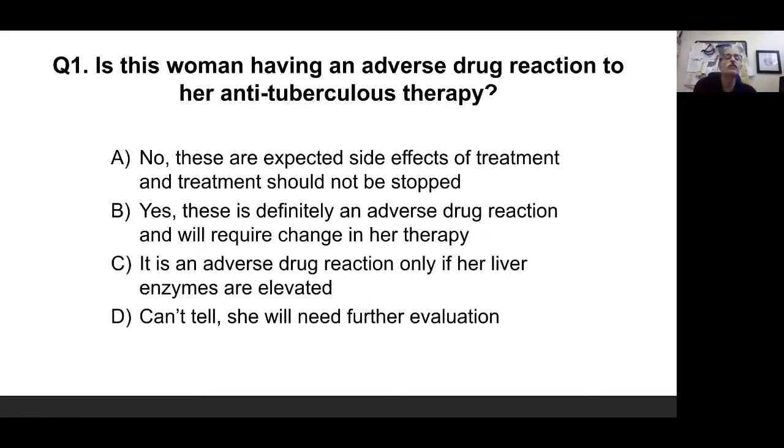So here is our first question. Is she having an adverse drug reaction to her anti-tuberculosis therapy? And here's a couple of choices. You can read them here, and then we're going to see what people think. A lot of these questions may not have a single right or wrong answer, but just to get a sense of how you all feel about this. All right, so let's see how the polling is going, and we'll give you a little more chance to read the choices and put your 2 cents in.